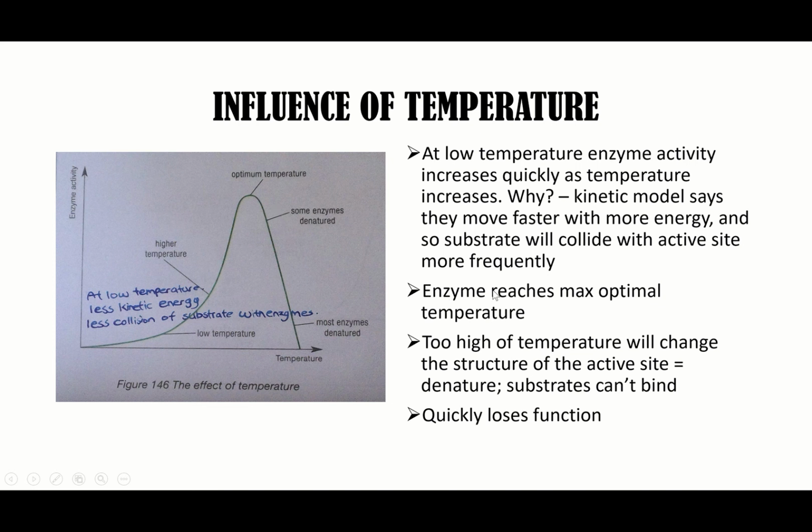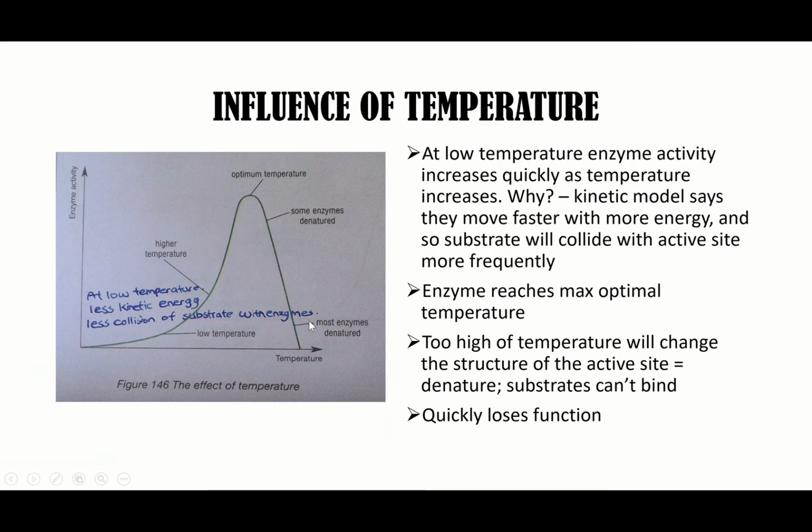Enzyme reaches maximum optimal temperature. So there is a max optimal temperature, which is the optimum temperature that the enzyme functions the best at. Too high of a temperature will change the structure of the active site, leading to denaturation, and substrate cannot bind to the active site anymore. It will then quickly lose its function if you keep heating it up.